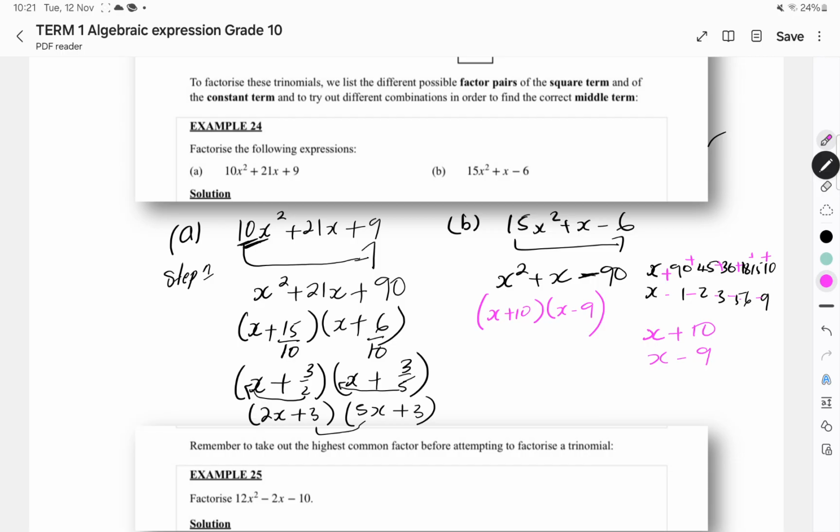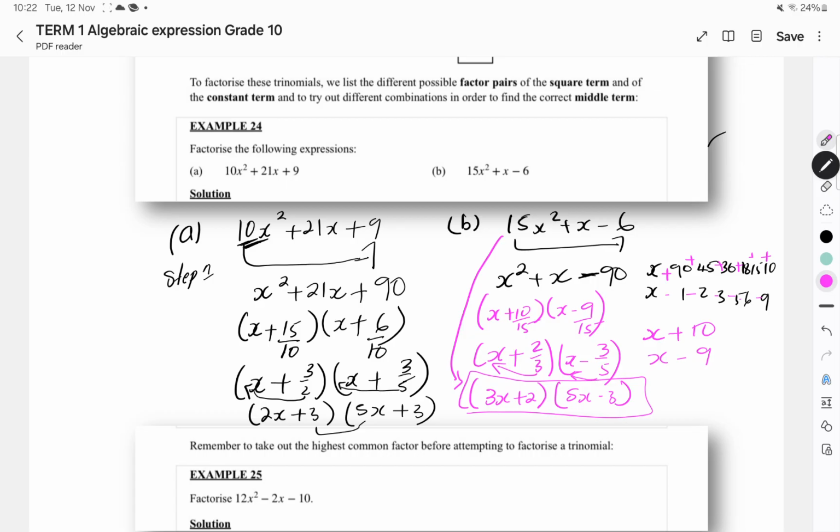From there, we divide. I multiply and divide by 15. This will be x plus 10 divided by 15, which is 2 over 3. Then x minus 9 divided by 15 is x minus 3 over 5. Again, then multiply. This will be 3x plus 2, and then this will be 5x minus 3. So those are the factors. Did I make sense? This is the one that most learners struggle with, so you need to pay attention here.